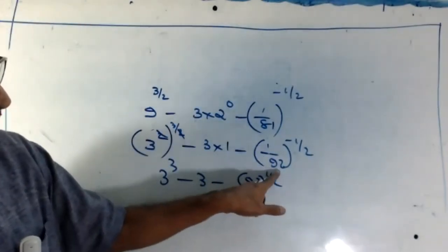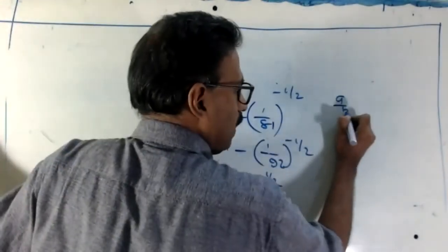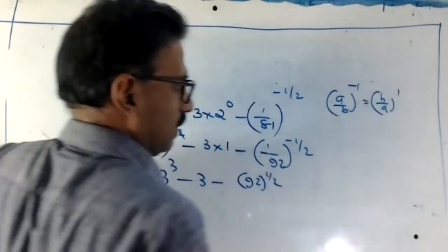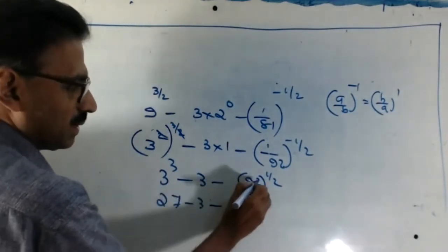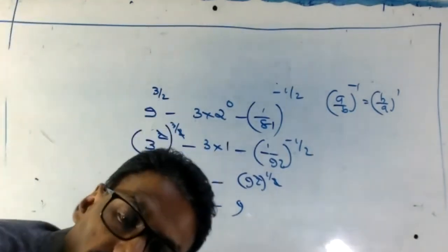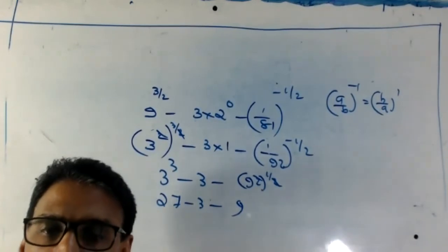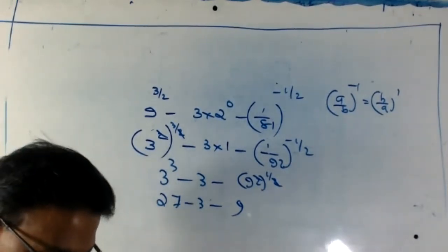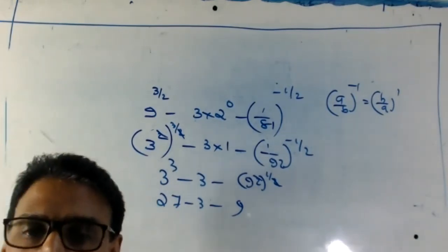The minus 1 by 9 square, we can write as 9 square all raised to 1 by 2. Which rule? A by B raised to minus 1 equals B by A raised to 1. 27 minus 3 minus this cancels, 9. What answer? Answer is 15. Who all got it? Answer is 15, 1 5, not 115. Okay, corrected now.